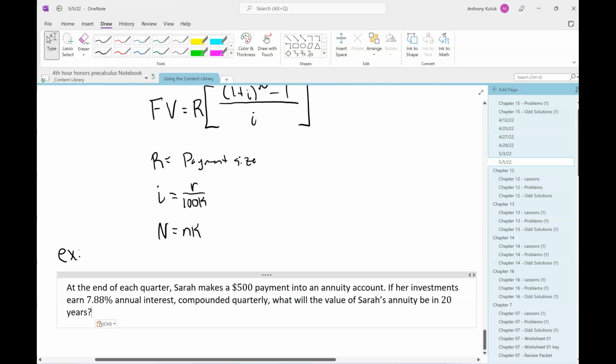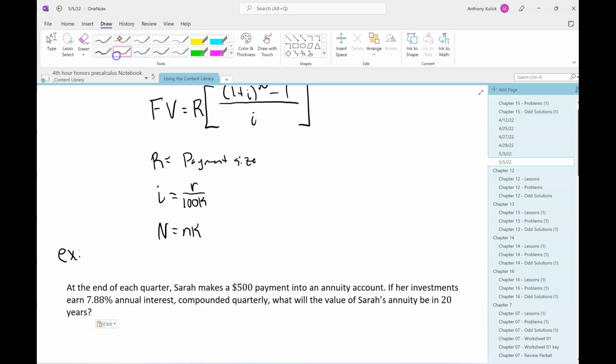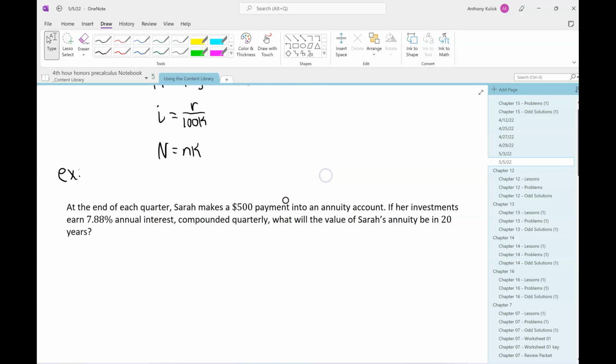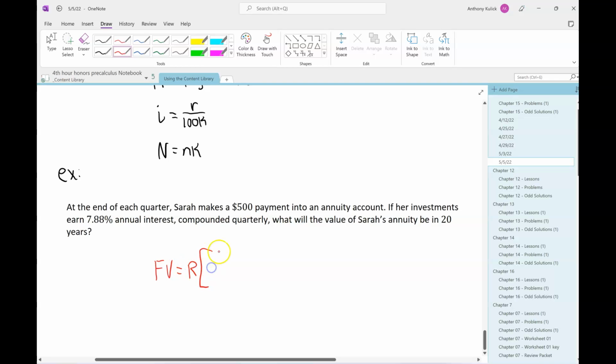All right, let's do an example then. At the end of each quarter, Sarah makes a $500 payment into an annuity account. If her investments earn 7.88% interest compounded quarterly, what will the value of Sarah's annuity be in 20 years? Well, I heard the word annuity in here. So not surprisingly then, I'm going to use my annuity equation. Everybody's cool with that?